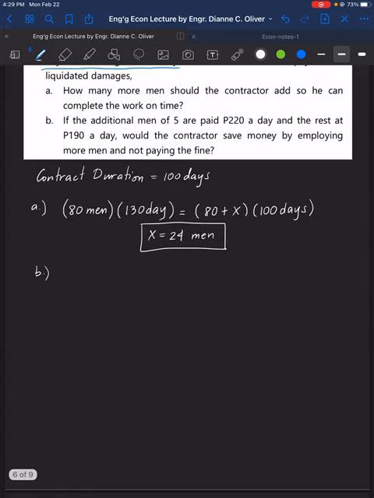So what does it mean by the additional men? Remember that we have 24 additional men. It says there, if 5 of that 24 men are paid 220 pesos and the rest, or that is the 19 men, are paid 190 pesos, let's see if the contractor will save money or not. First, let's solve at 80 men.